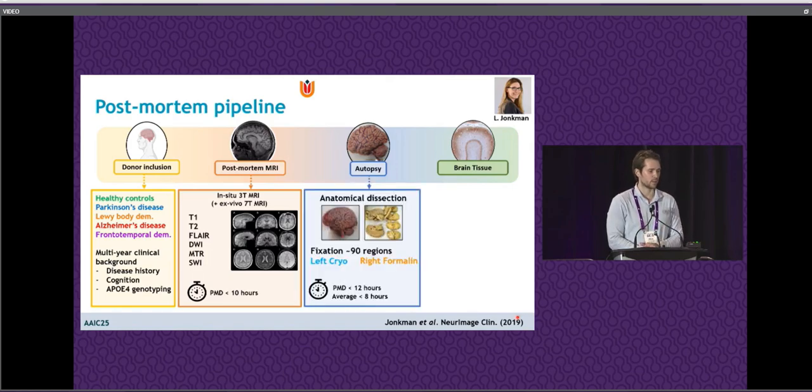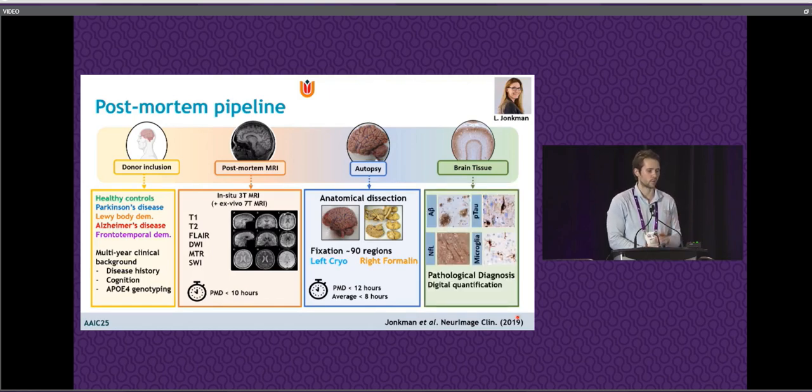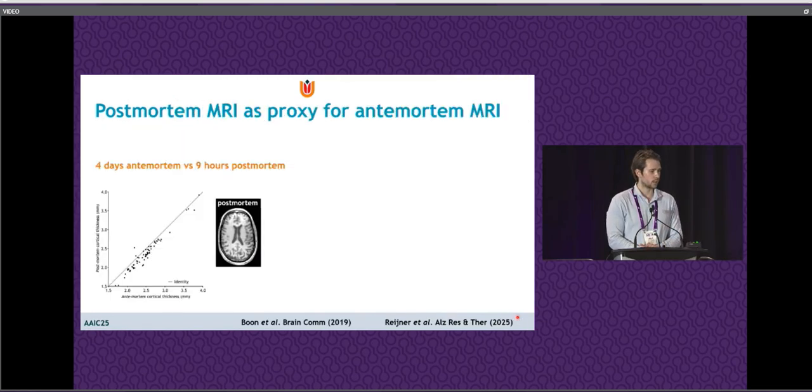And then at autopsy, we do an anatomical dissection. The left hemisphere we do on cryofixation, and the right in formalin fixation. And we collect about 90 regions of the brain. And this is all under 12 hours. But our average is under 8 hours. And for specific methodologies, we also can do it under 6 or 4 hours. And this allows us to, of course, investigate this brain tissue, do pathological diagnosis and digital quantification.